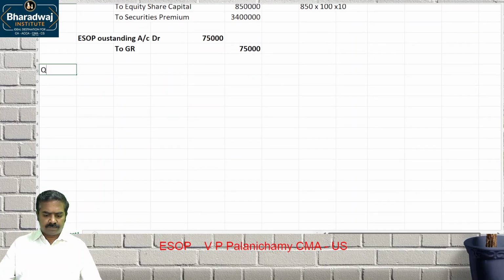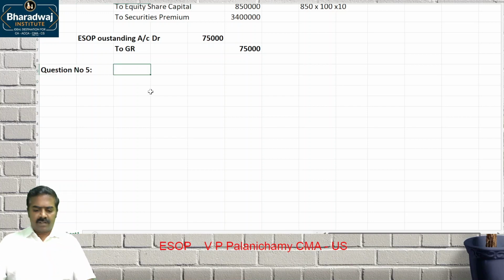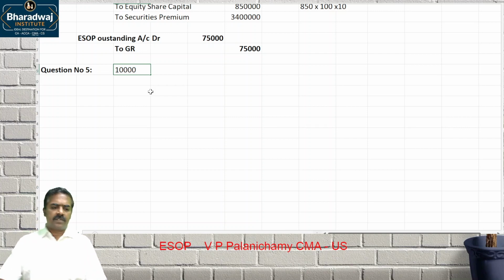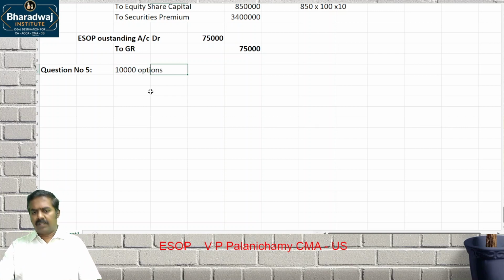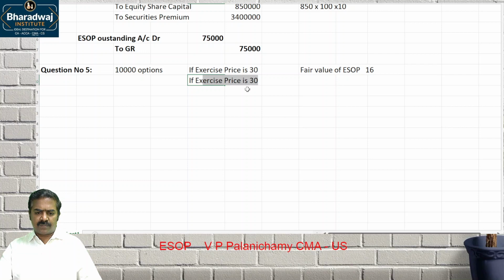Question number 5. How many options? 10,000 options. If the exercise price is 30, the fair value of ESOP given is 16. If the exercise price is 40, the fair value of ESOP is 12.